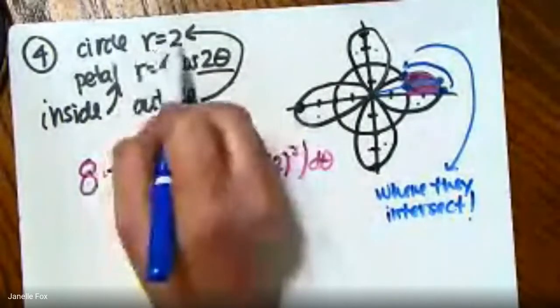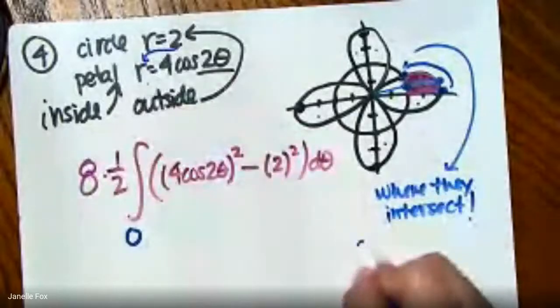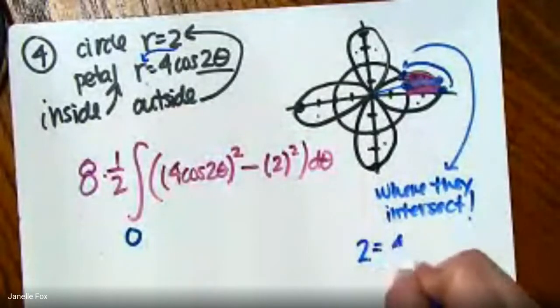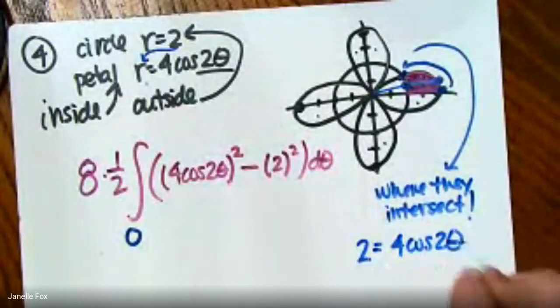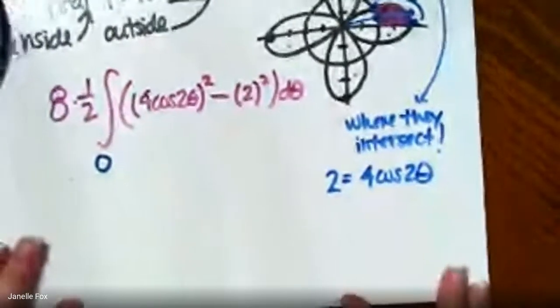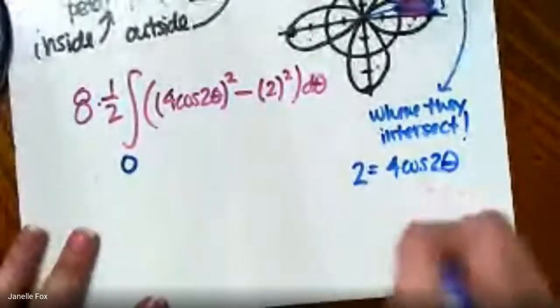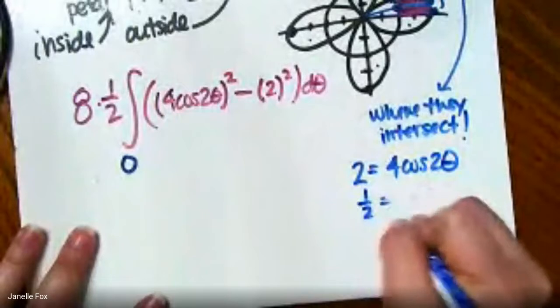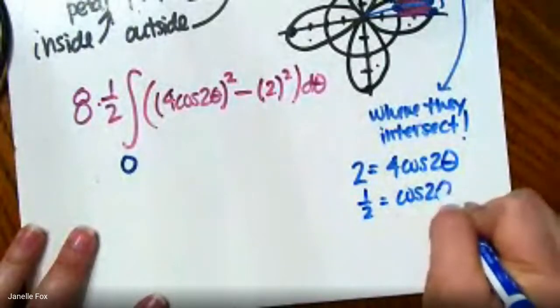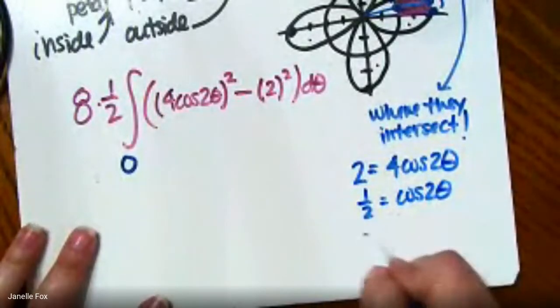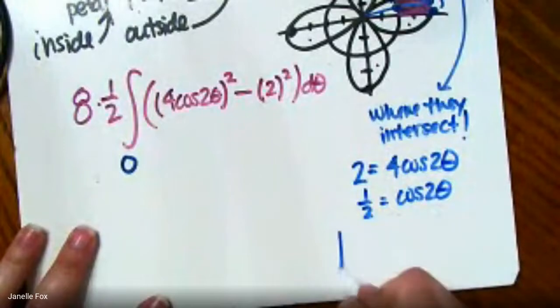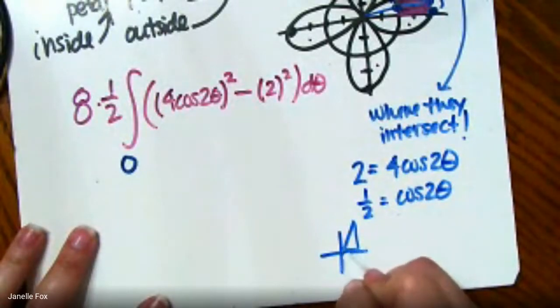So let's just plug in this 2 for r. So I'm going to go 2 equals 4 cosine of 2 theta and figure out what will make this happen, okay? So to make this happen, let's divide by 4. So we get 1/2 when I simplify is cosine of 2 theta. Where does cosine equal a positive 1/2? It would be like right here and down here.